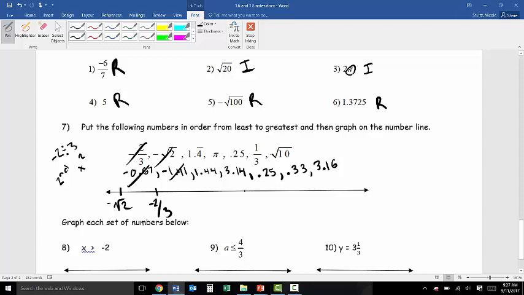I have $1, $3, 25 cents, 33 cents, so it looks like 25 cents is coming next. $1, $3, 33 cents, that's going to come next, so that is 1/3. And then I have $1, $3, 14, 3/16, so it looks like 1.4 repeating comes next, followed by pi, and finally √10.